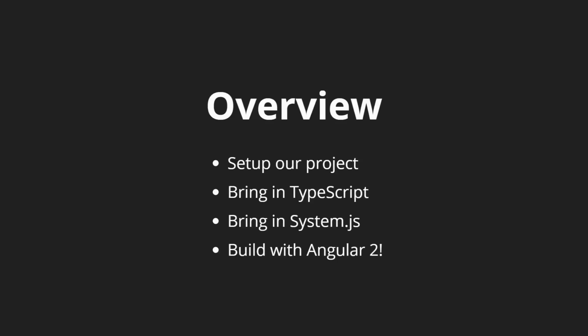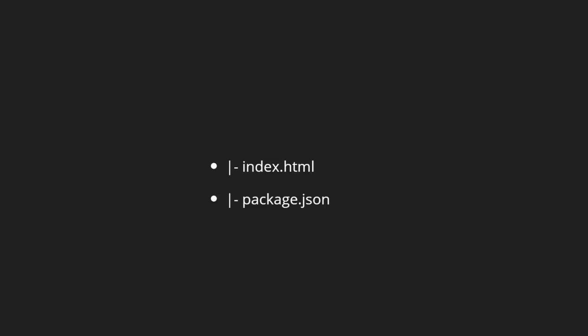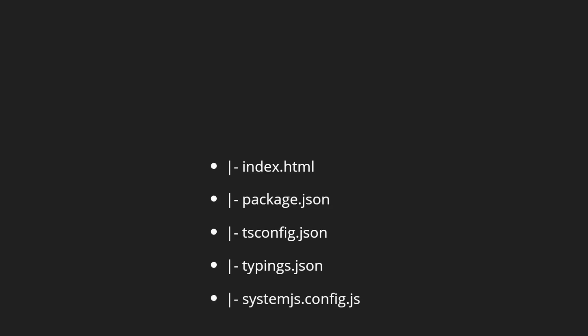Let's take a top-down view of our directory structure. We're going to start with step 1. We're going to have an index.html and package.json. The package.json is going to use npm, and we're going to bring in our dependencies with npm that way. Step 2, we'll use TypeScript, and that requires 2 files. Then we're going to build in some System.js, and that requires 1 extra file and a little bit of work inside of index.html. And that is everything we need to set up an Angular 2 application.